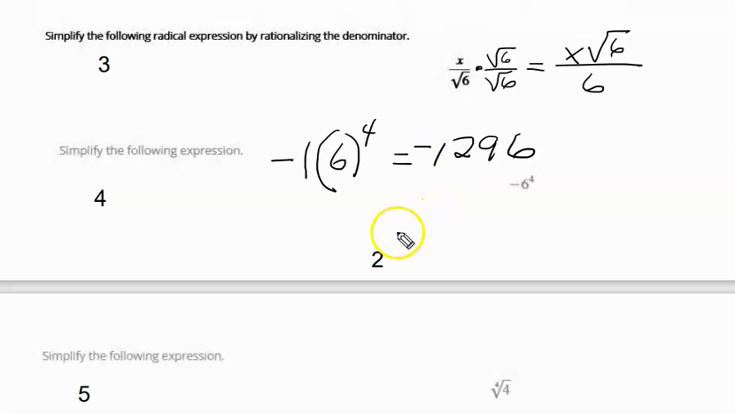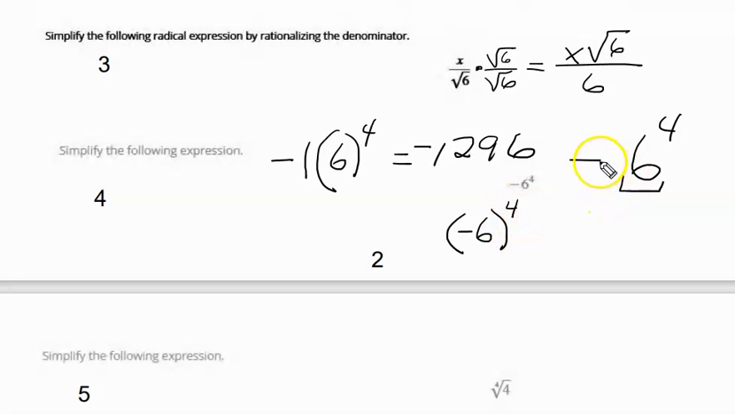So keep in mind when looking at exponents, the exponent only refers to what is immediate to the left of it. Now, in order to have the negative included, we would have had to have the parenthesis like so. But when that parenthesis doesn't include a negative, the negative is on the outside. This is the tricky part. You need to remember that.